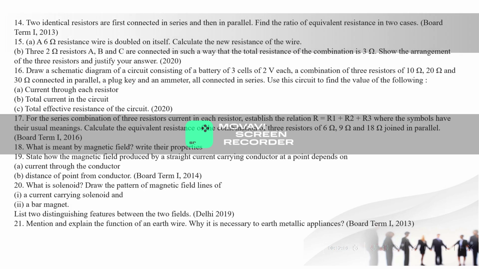Similarly, from resistance, you can see how resistances are connected in series and how they are connected in parallel. These kinds of questions can be asked. What is a magnetic field? Write its properties. State how the magnetic field produced by a straight current carrying conductor at a point depends on current. So we know that B is directly proportional to I. What is a solenoid? You have to talk about the solenoid. Mention and explain the function of an earth wire. You know that there is a green color wire in our home. What is the function of that green wire?